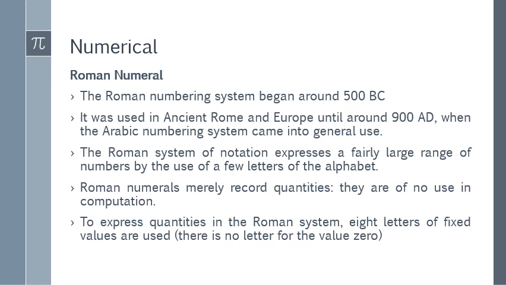To express numbers in the Roman system, 7 letters of fixed values are used. There are different letters that are used for expressing the different quantities, but there is no letter for representing the digit 0.